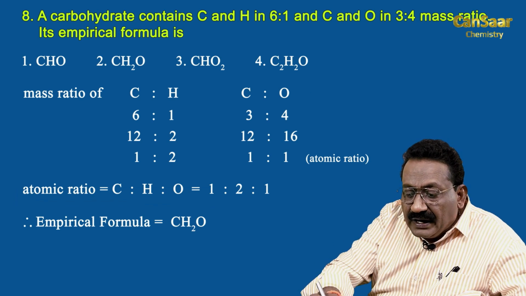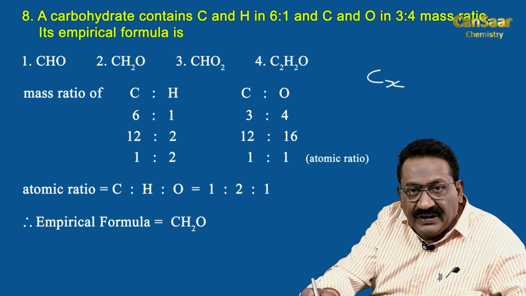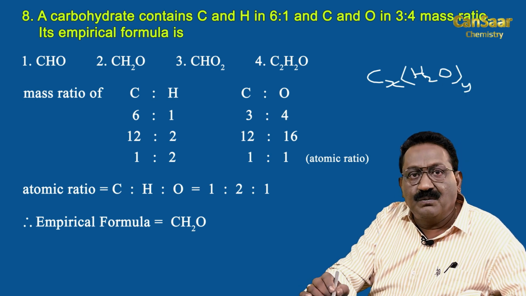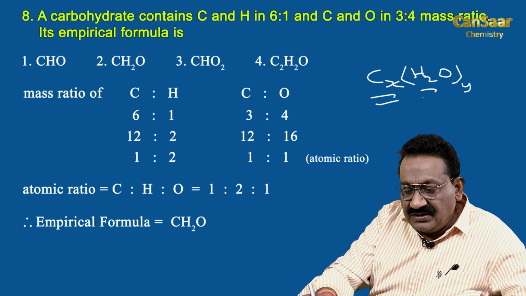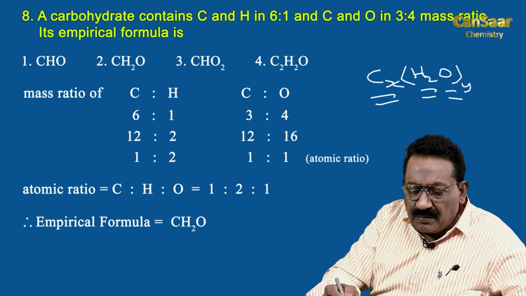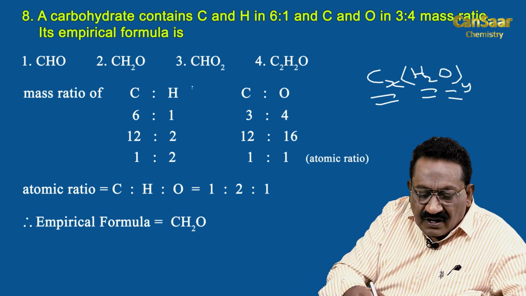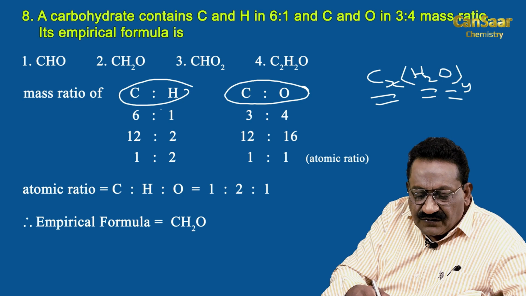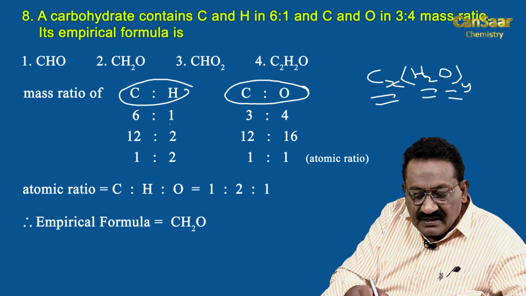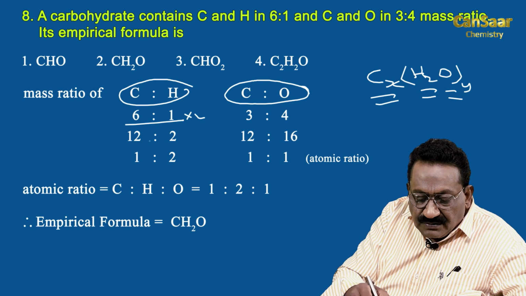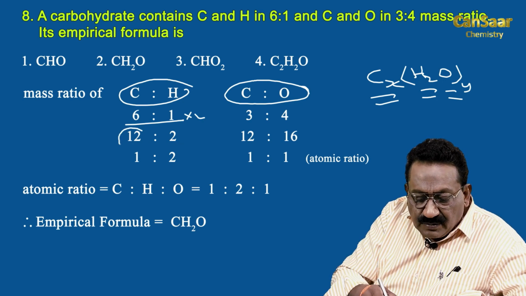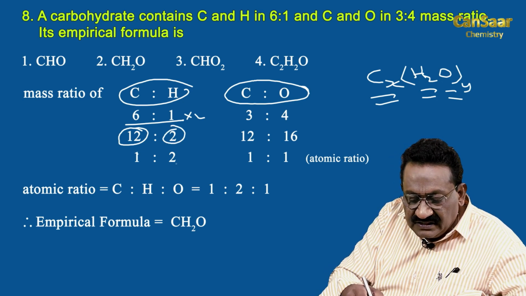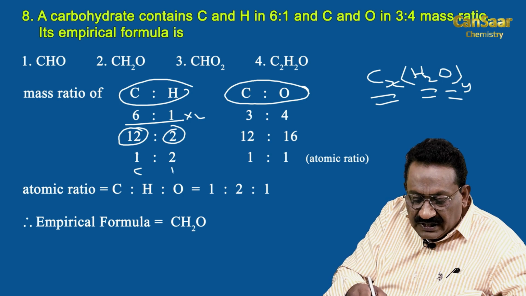Yes, carbohydrate. So the general representation we can have is CxH2O taken y times, carbohydrate: carbon, hydrogen, oxygen. So here in the problem they have given the mass ratio of carbon to hydrogen, and the mass ratio of carbon to oxygen. The mass ratio of carbon to hydrogen is 6:1. Multiplied by 2 it becomes 12:2. This 12 is nothing but the atomic weight of carbon, 1 carbon, and H atomic weight is 1, 2 units of H, that is 2 H's. 1 carbon, 2 H's.